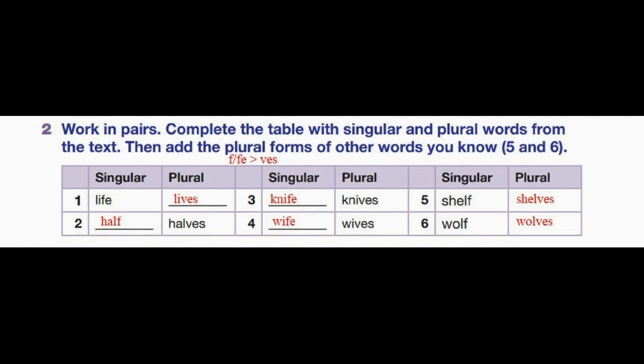Work in pairs. Complete the table with singular and plural words from the text. Then add the plural forms of other words you know. Five and six. One. Life, lives. Two. Half, halves. Three. Knife, knives. Four. Wife, wives. Five. Shelf, shelves. Six. Wolf, wolves.